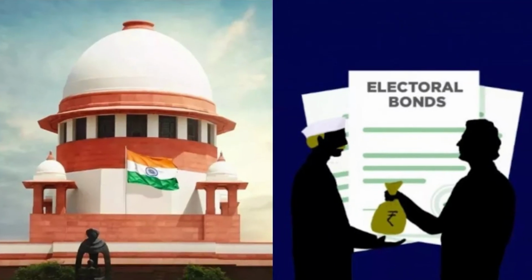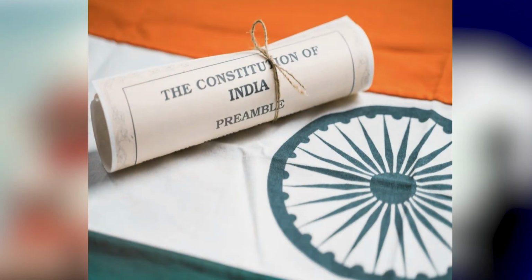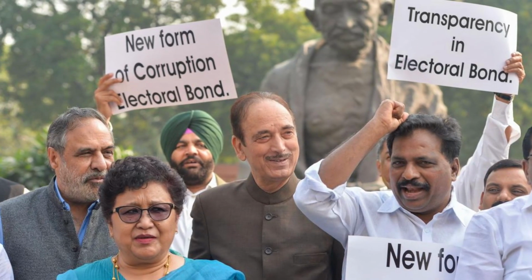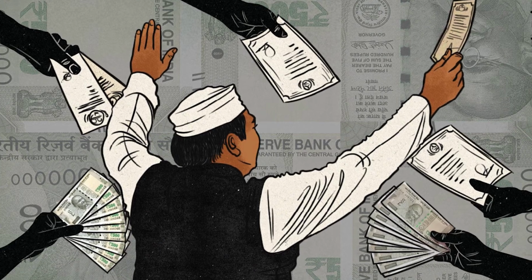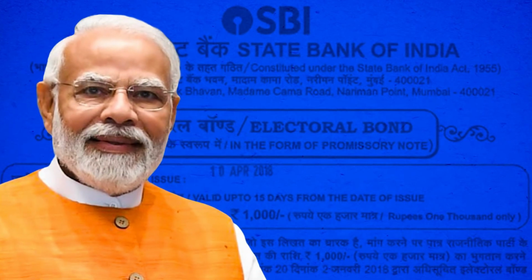So in this video, let us try to understand what the Supreme Court has to say. What are the constitutional violations that the Supreme Court has mentioned? What are the invalidations? And what is the history and the detailed analysis of these electoral bonds?